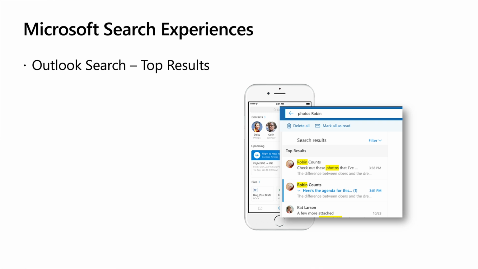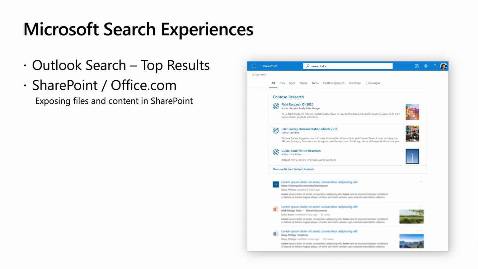Therefore, we've introduced the notion of top results in Outlook, which leverage the signals that we've been talking about to promote 3 emails you believe are more relevant to you. This capability is exposed in the Search API. Second experience, SharePoint. Searching in SharePoint has also been significantly improved in the modern search experience. The relevance you get in SharePoint for all content or for files is available via the Search API. You will get the same consistent results.